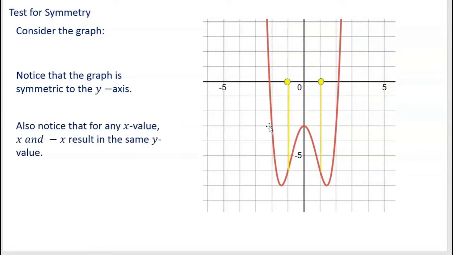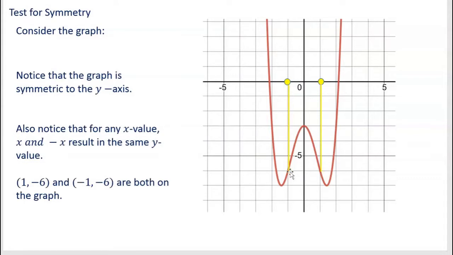Something else I want you to notice about something that has y-axis symmetry. If you'll notice the point here, x equals 1, you'll see it right here. Then you go to the y-axis and you get the point down here, which is -6. Also, at x equals -1, you go down and meet the graph and you get the point -6 also. And every graph that has y-axis symmetry has that pattern. So the point (1, -6) is on the graph, and so is the point (-1, -6).